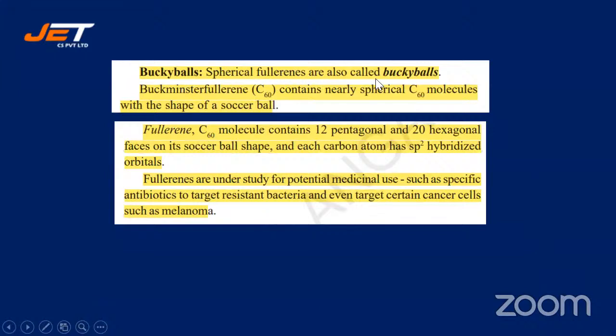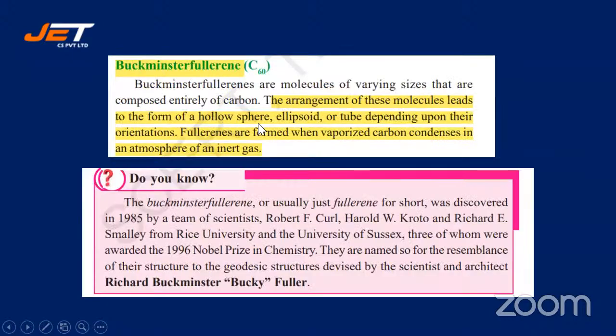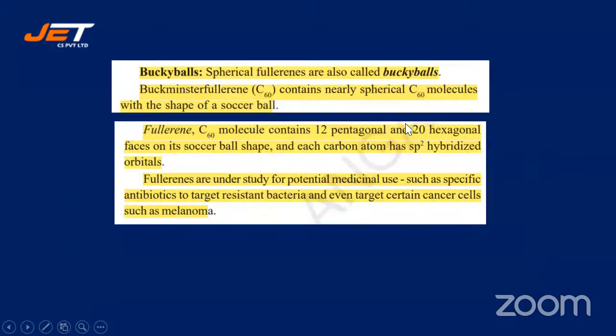Spherical fullerenes are also called buckyballs. We have said that there are different shapes: hollow sphere, ellipsoid, or tube. So in that, spherical fullerenes are also called buckyballs. Buckminster fullerene, that is C60, contains nearly spherical C60 molecules with the shape of a soccer ball.